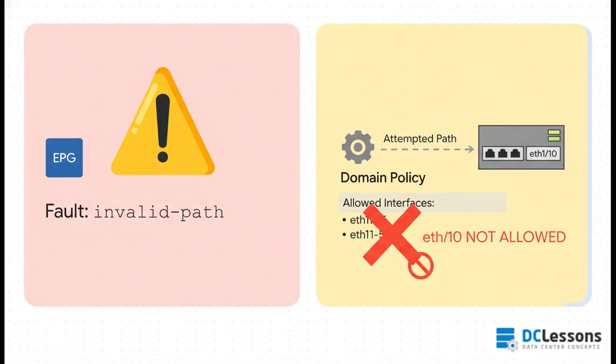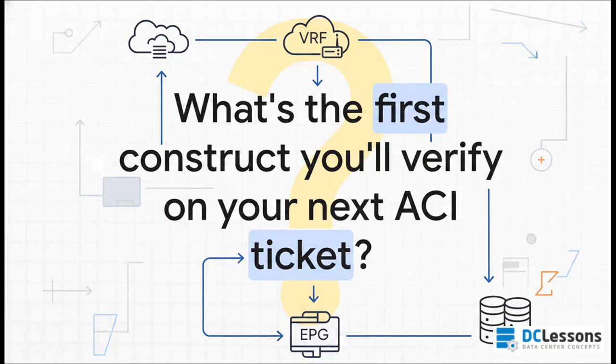And it's a similar story for the invalid path fault. This one is all about the physical or virtual paths. It means your EPG is trying to deploy on a switch port that hasn't been given permission through the domain configuration. The fix is to go check your access policies and make sure the right interfaces are associated with that domain. So there you have it, a structured, top-down methodology for tackling logical constructs in ACI.